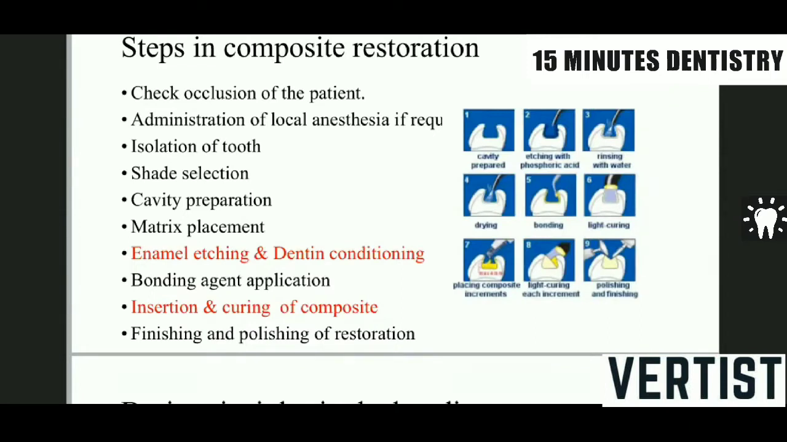So after that, you administer local anesthesia if required, then isolation of the tooth, selection of the shade, then you can decide which type of composite you are going to use for that patient. Then you prepare the cavity and place the matrix band, and then you do your enamel etching and dentin conditioning. I specifically made it so clear that enamel etching and dentin conditioning are two different things. We have to manage it in a different way.